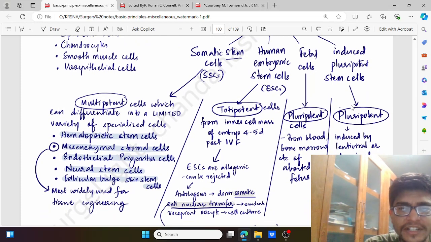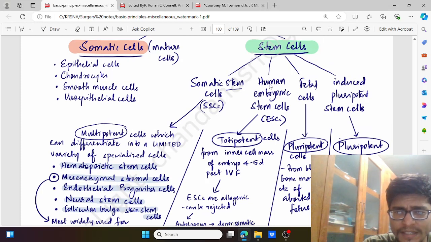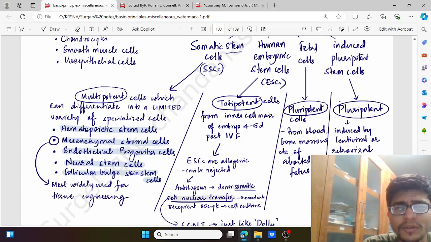Before going into the definition, I would like to clear this topic of totipotent, pluripotent, multipotent cells. As we see, the human embryonic stem cells are an example of totipotent cells, which arise from the inner cell mass of the embryo in the 4th to 5th day of gestation or post IVF.